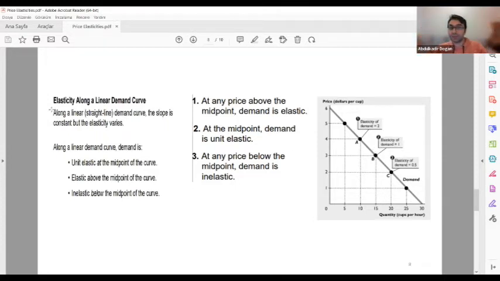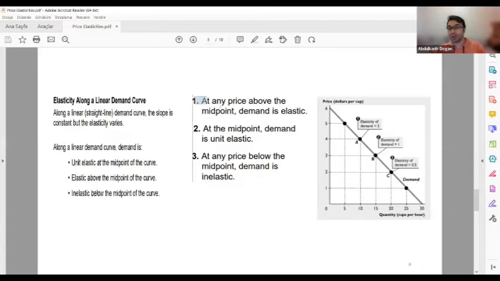And what is the definition saying here? The slope is constant along the demand curve, but the elasticity varies. Elasticity is changing along the demand curve. Along a linear demand curve, the midpoint is unit elastic. You see this B, this is unit elastic. The points above the unit elasticity are elastic demand. The points below the unit elasticity are inelastic demand.